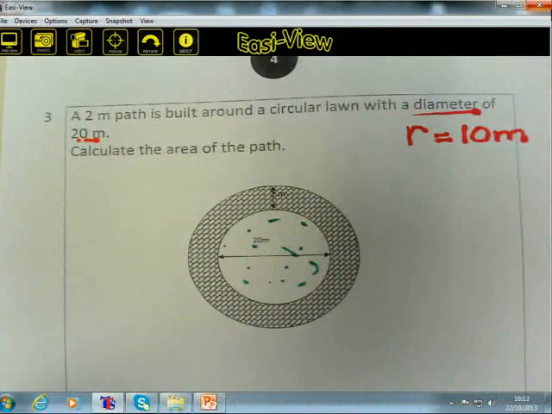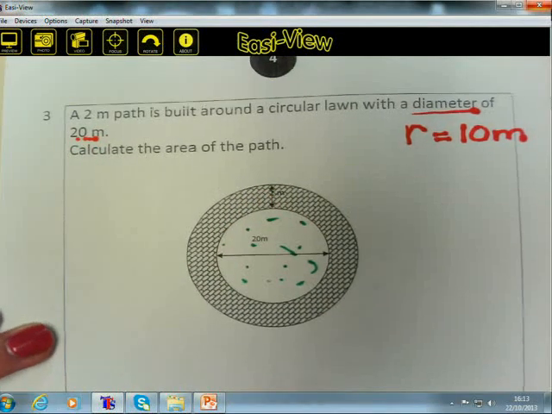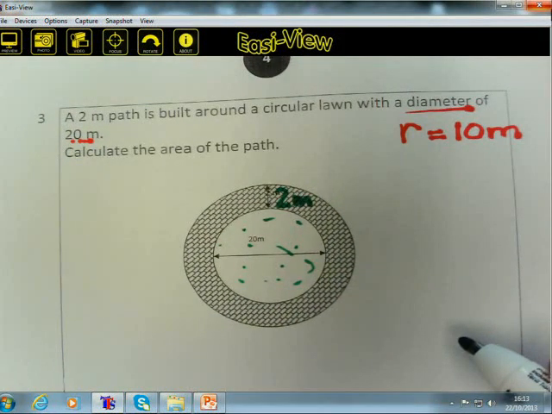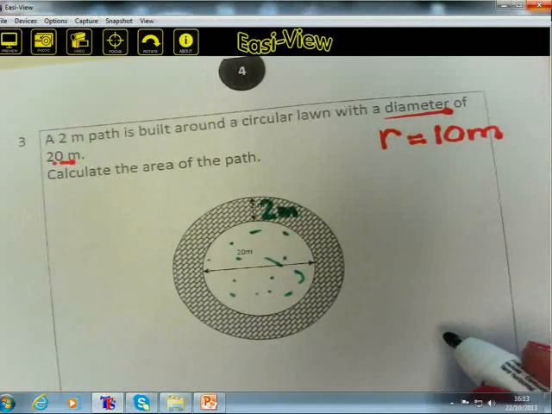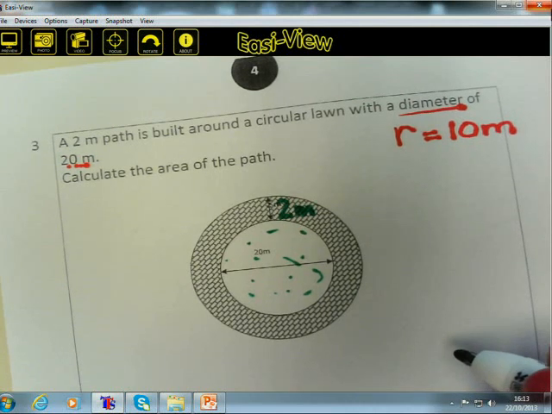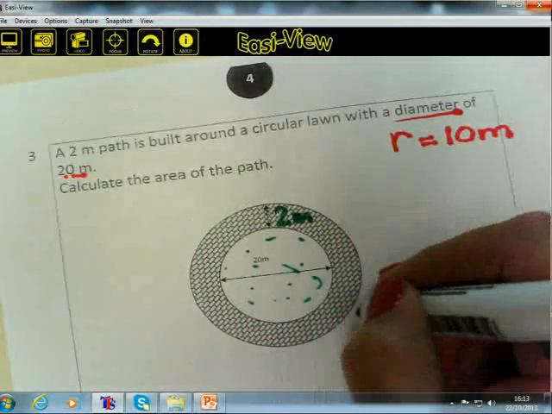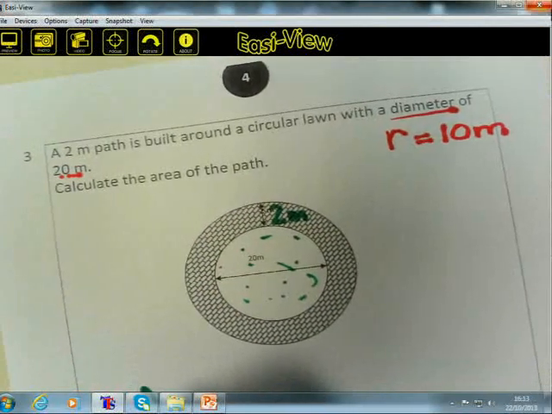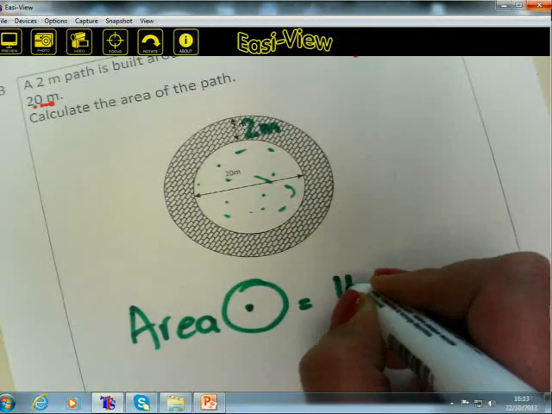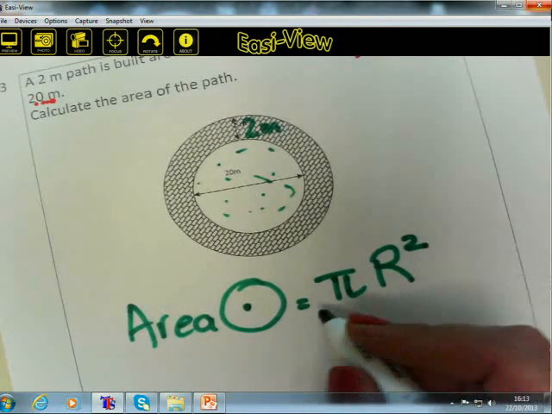Now the length of the path is 2 meters. Can you see there it says 2 meters. And we have to calculate the area of the path. Again, we're going to do it as we eat an elephant. Let's start with the area of the big circle. That big circle. The area of the big circle is pi, and the radius, let's take a big radius, big R, square.